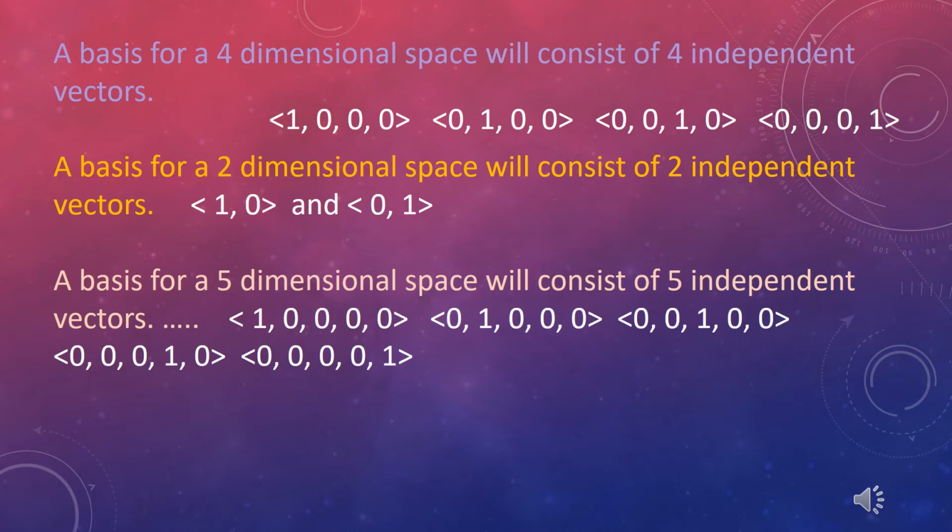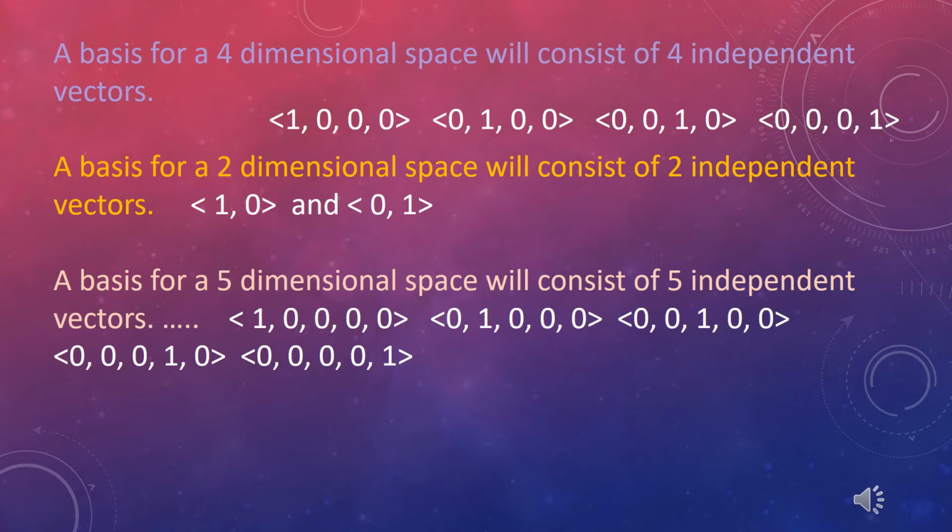And the standard unit vectors will always work as a set to span your space, but any 4 independent vectors in R4 will work to span all of R4. You will be able to create any point in 4-dimensional space using any 4 independent vectors in R4.